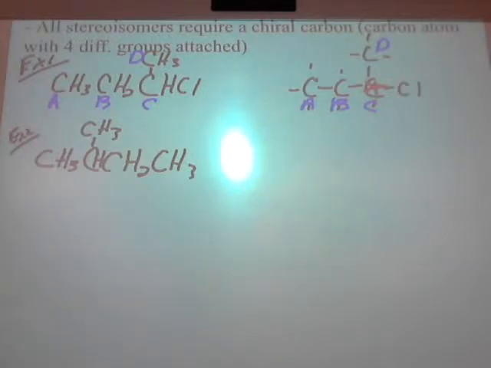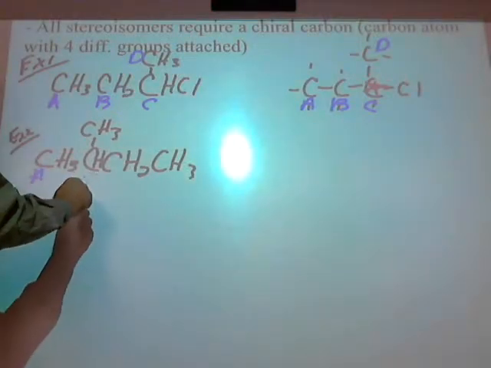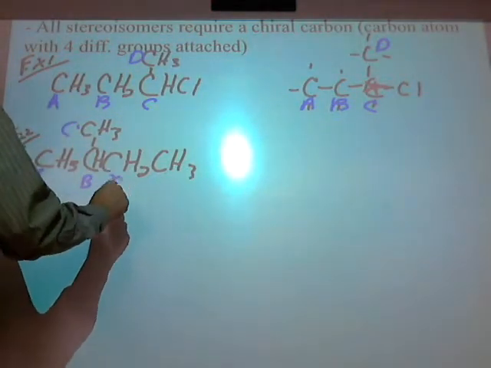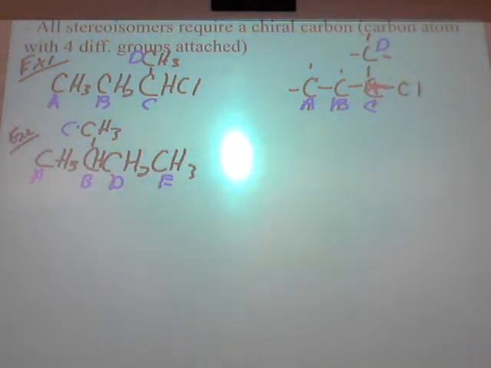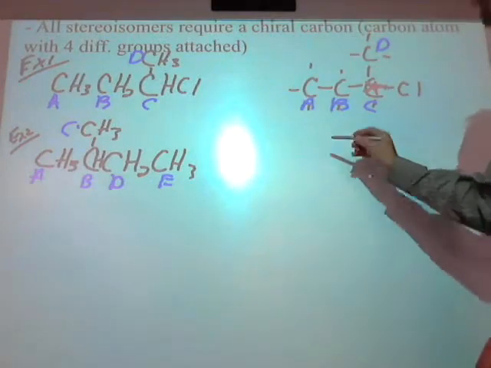Again, if I were to redraw him in a second, I'll label them first. A, B, C, D, and E. Who do you think's the chiral carbon this time? B? No, it's not. It's none of them. There are no chiral carbons. Let me redraw them and I'll show you when I redraw them. It is kind of tricky sometimes. You have to be careful. You know I'm going to try to trick you.